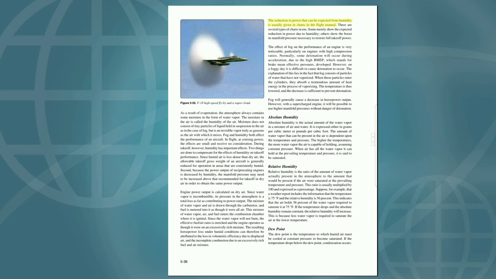The reduction in power that can be expected from humidity is usually given in charts in the flight manual. There are several types of charts in use. Some merely show the expected reduction in power due to humidity. Others show the boost in manifold pressure necessary to restore full takeoff power.